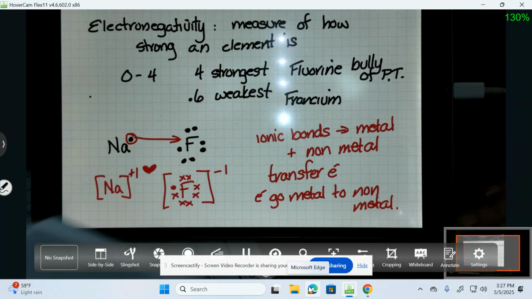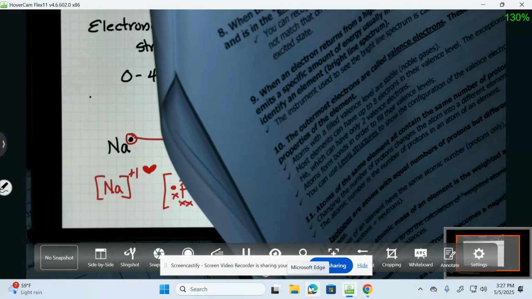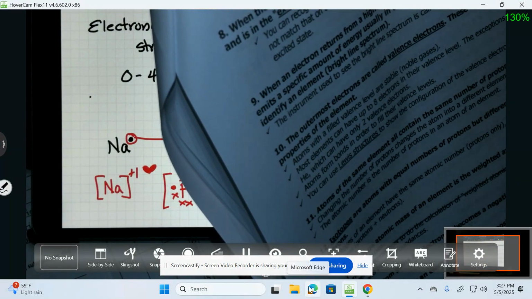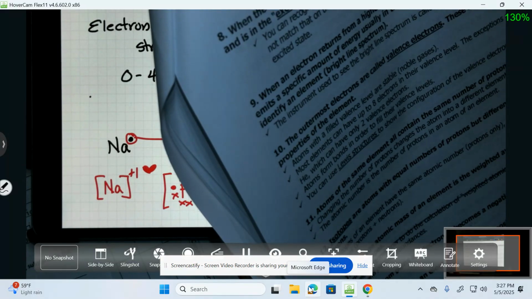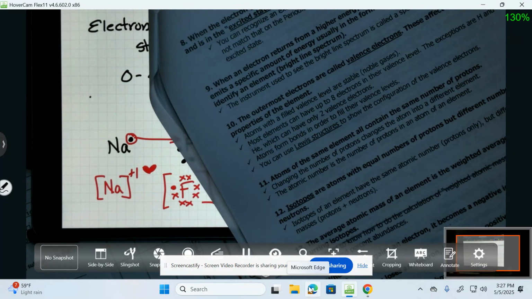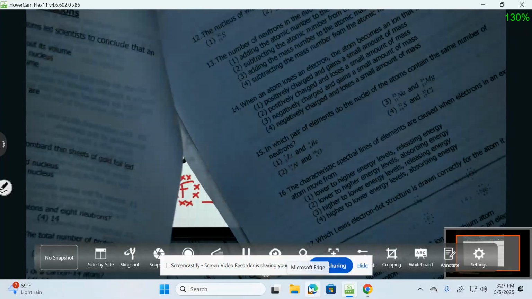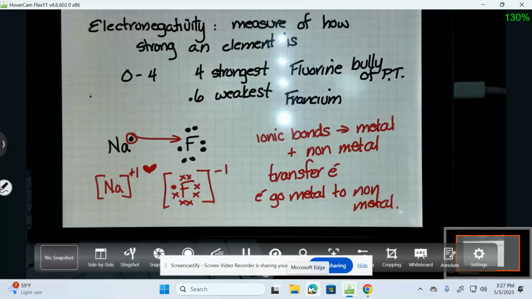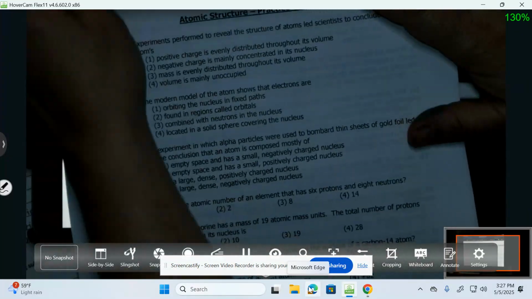Alright, did I hit most things in this unit? Let's see. I think I did most of it. Alright. Let's see what we got here.